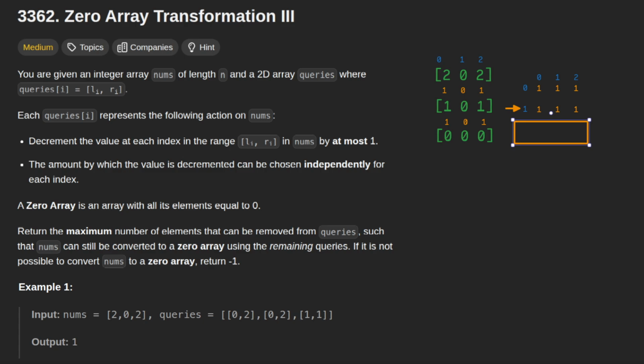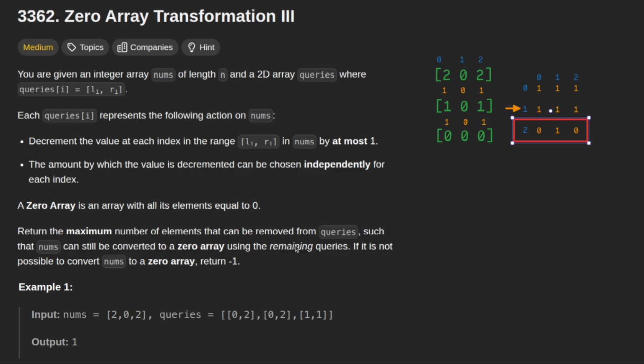All right. So I need to return the number of non-fruitful queries. So let us see one more example where I am not able to reach 0 0 0, right?